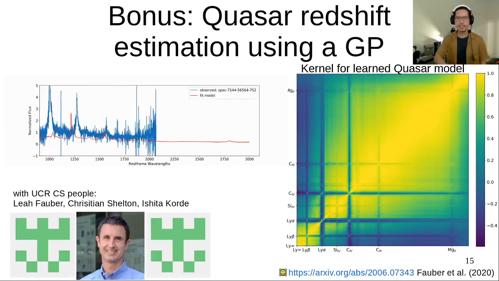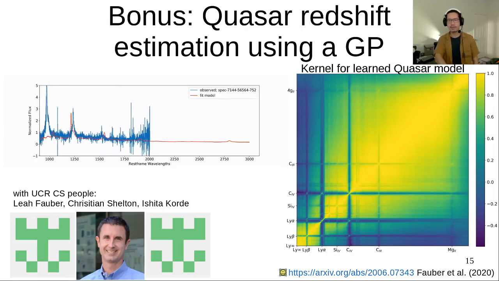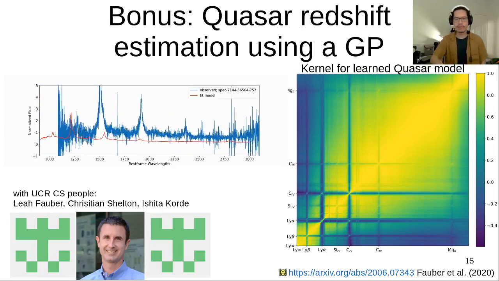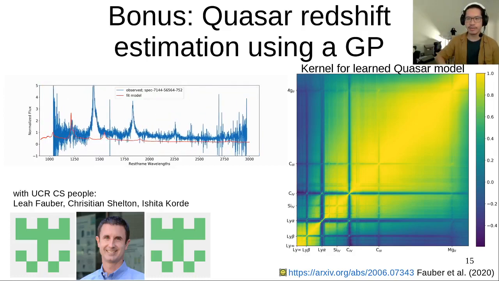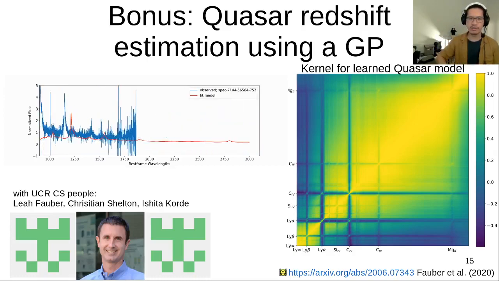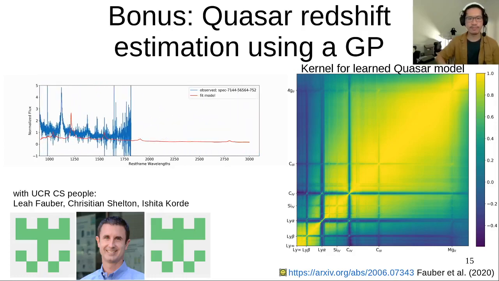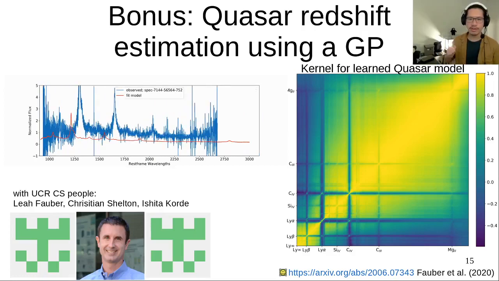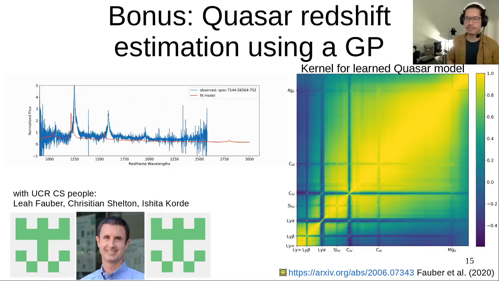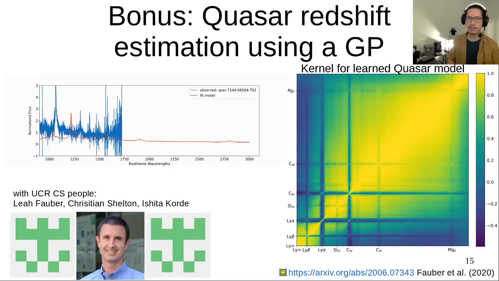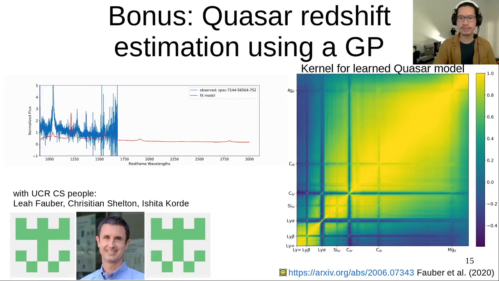To do this, we need to extend our model to the magnesium II line, which results in a very large kernel function on the right hand side. The kernel function shows clearly the correlation features between different emission lines in the quasar spectrum. And with our new GP model, we can achieve 99% accuracy in finding the redshifts of quasars in the end.